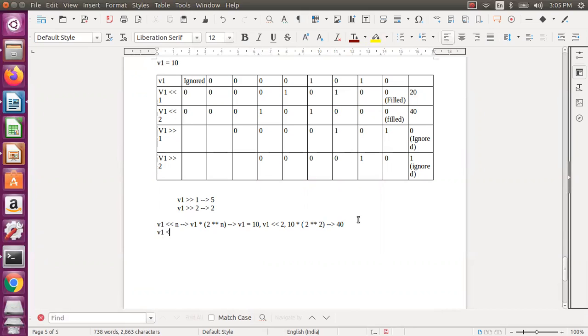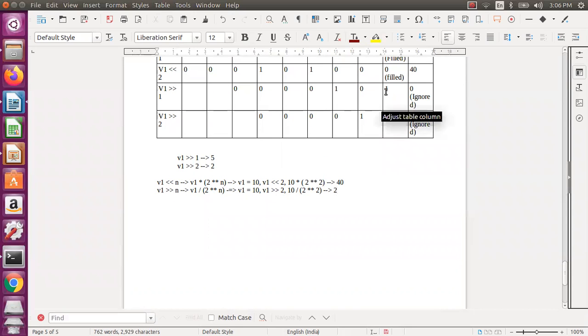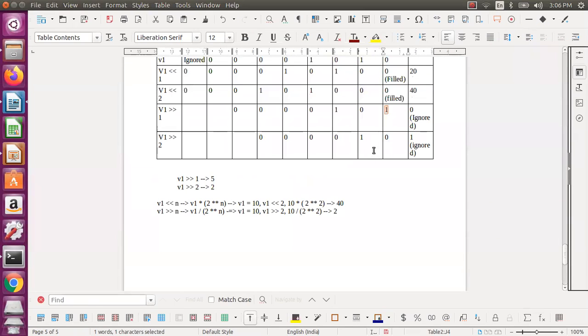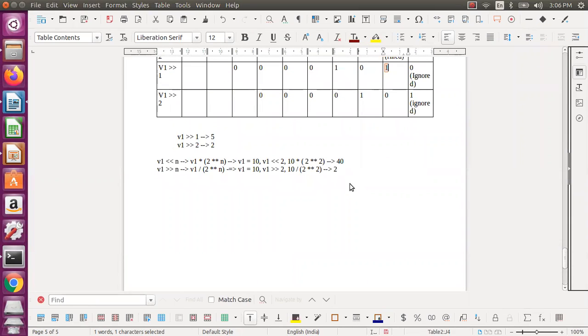So if you are doing v1 right shift n, then that will become v1 divided by 2 power n, same thing but 2 power n. So if I take the same v1 equal to 10, v1 right shift 2 will become 10 divided by 2 into 2. So 2 into 2 is 4, and then 10 divided by 4 is whatever 2. So the fractional part is truncated. That's how it will be done.